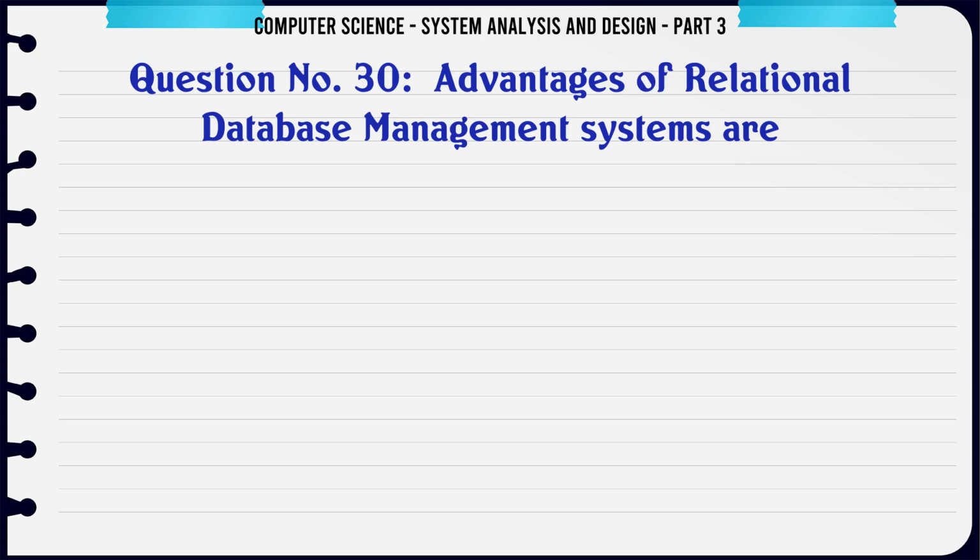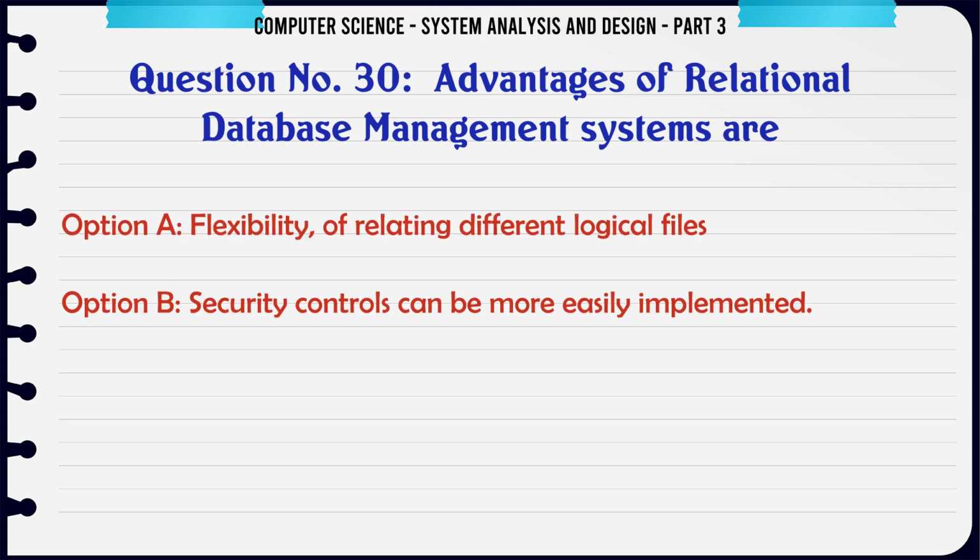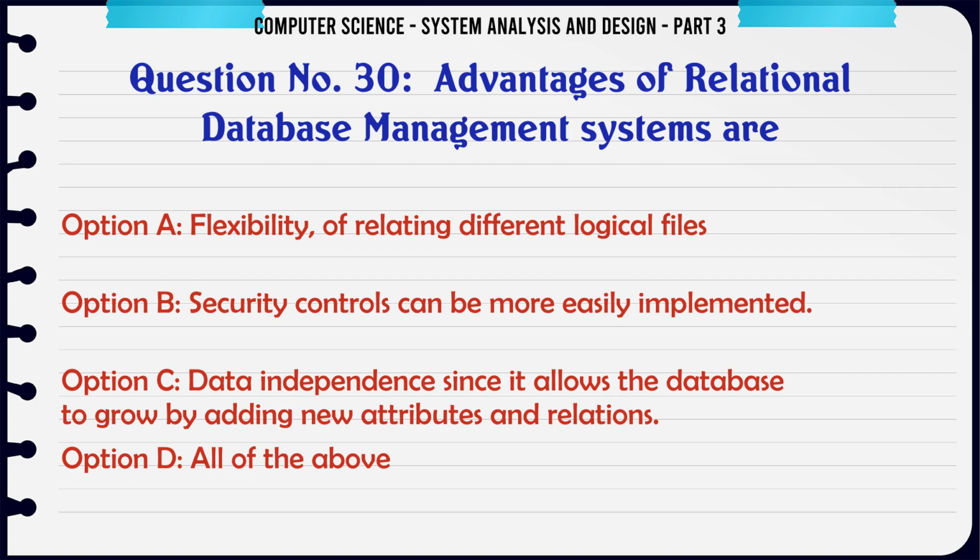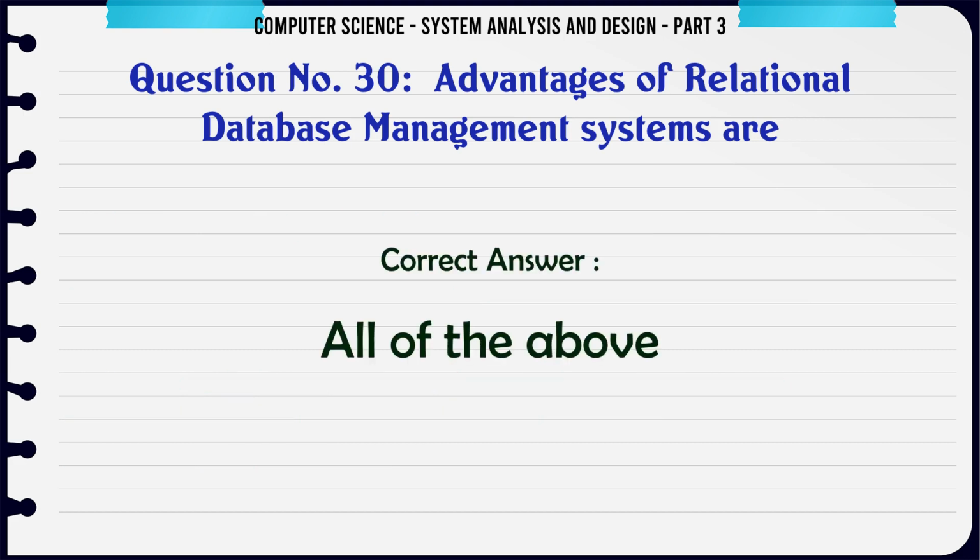Advantages of relational database management systems are A. Flexibility of relating different logical files. B. Security controls can be more easily implemented. C. Data independence, since it allows the database to grow by adding new attributes and relations. D. All of the above. The correct answer is all of the above.